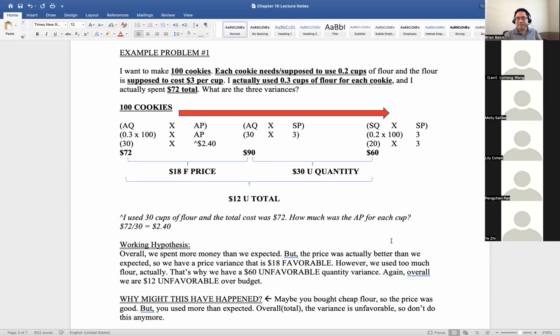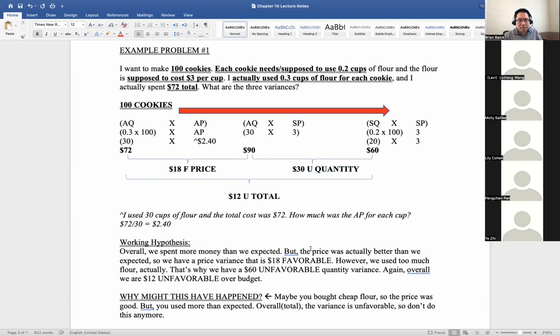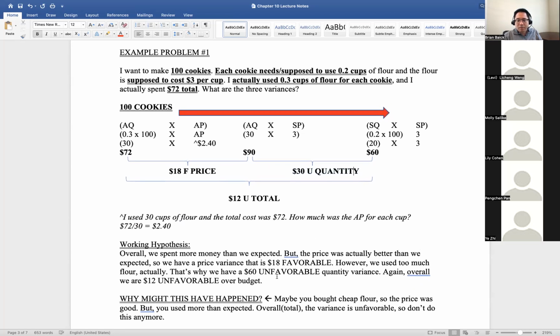Professor, I think you might have typed the wrong number, which is like 30 unfavorable quantity variance, not 60 unfavorable quantity variance. 30 quantity variance? Yes. Where? Here? In the working hypothesis. Oh yes, thank you. Okay, good. Okay.